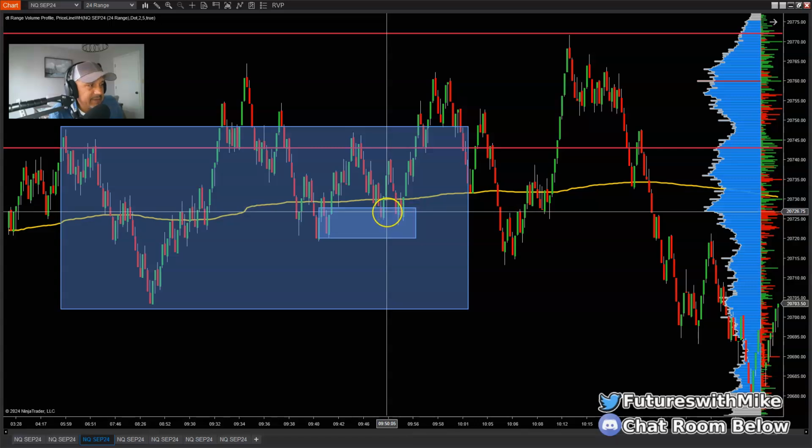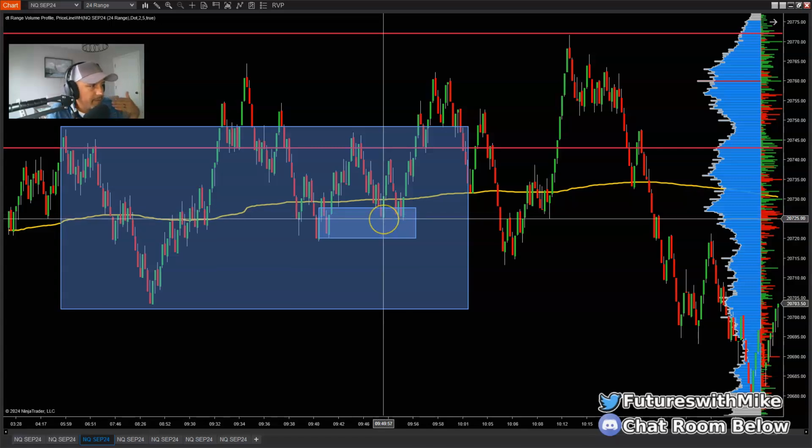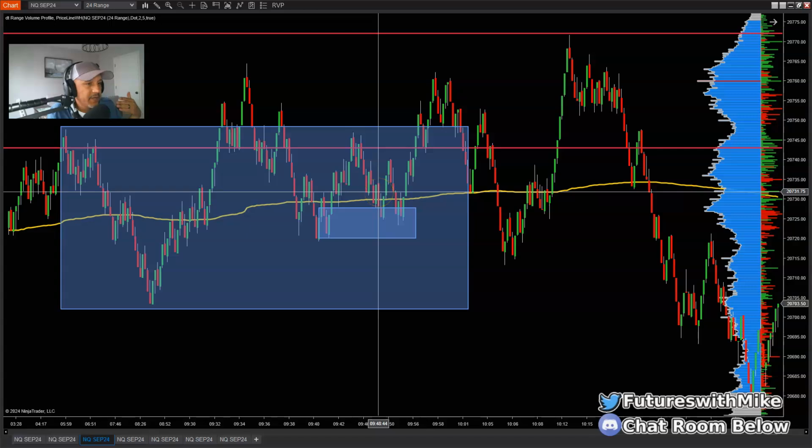When it finally taps that zone, the last thing I like to see to mark it off my checklist is rejection and confirmation: a break and close of the candle in the opposite direction to take the trade. All right, so the market hits the zone, breaks above. So maybe you got in a trade around 20,732.